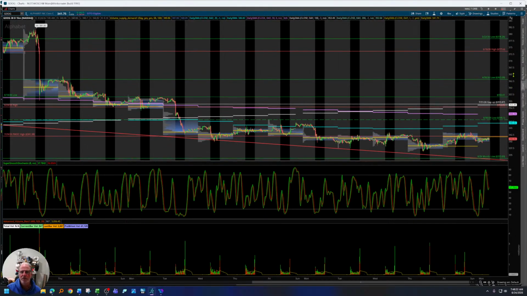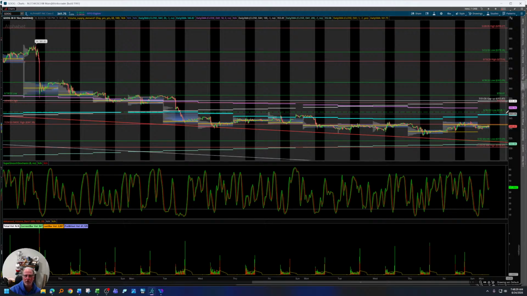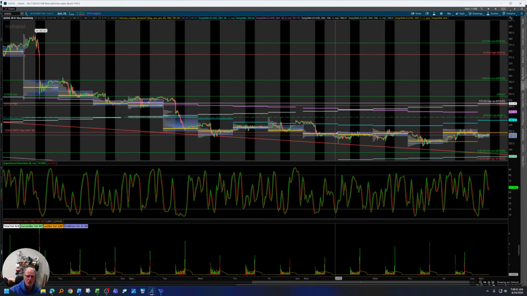and the 373 level. But right now, it's soft, it's consolidating, and the same thing, all of these moving averages are starting to converge on one another. That means that the consolidation is coming near an end, and then there's probably going to be a move.